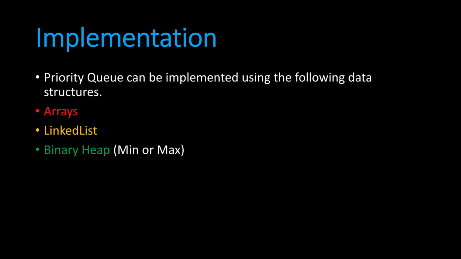We can also use a binary heap, either min or max. A min heap will be best suited for a priority queue with the minimum priority elements, and a max heap is good for the higher priority or descending order priority queue. And we can also use a binary search tree to implement the priority queue.